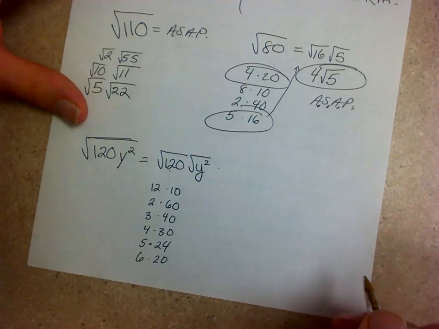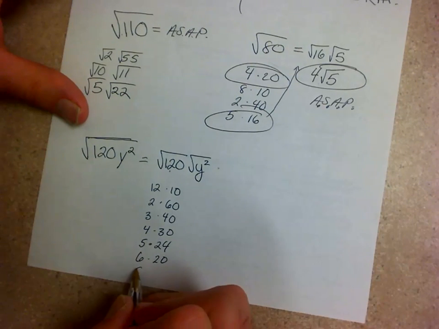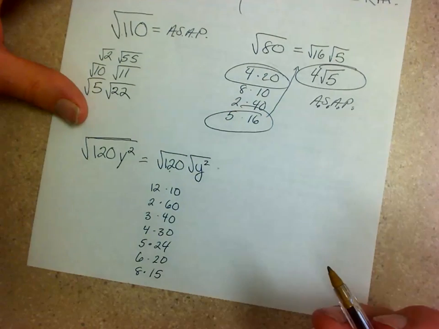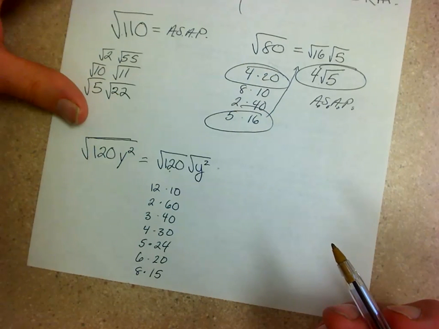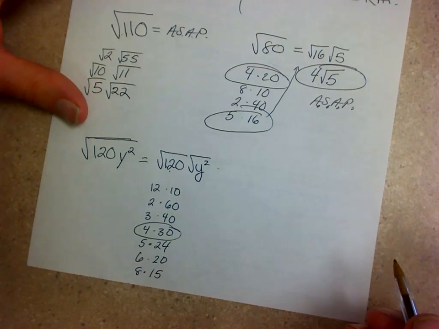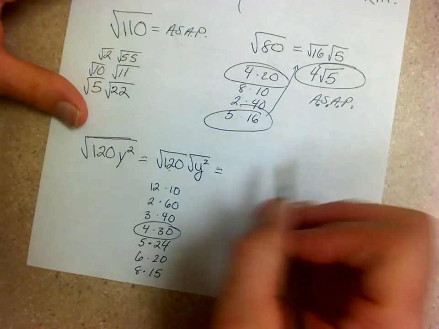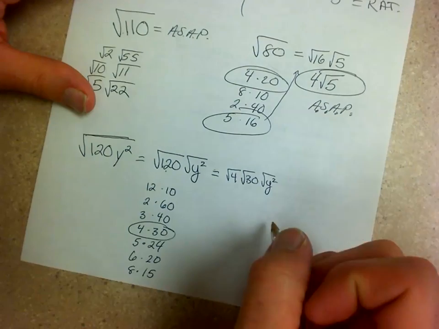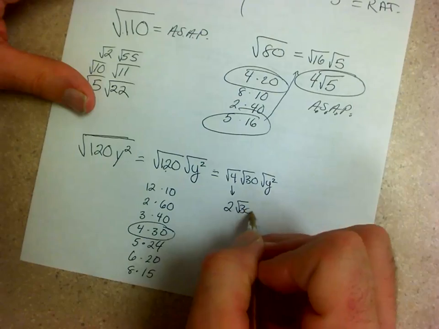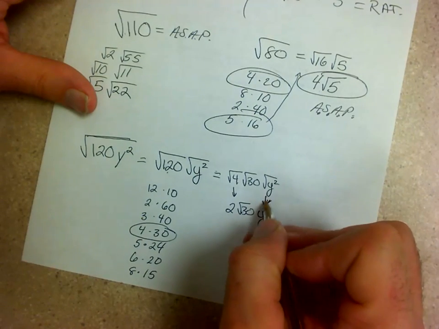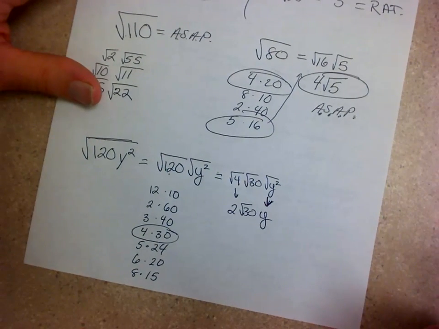6 times 20, 8 times 15. We can just keep going, and I think that might be it. The only one that I'm seeing a perfect square in is this one right here. So we want to replace this as the square root of 4 times the square root of 30 times the square root of y squared. Well, in class, that's 2 square roots of 30. The square root of y squared is y, and we proved that in class in your notes.